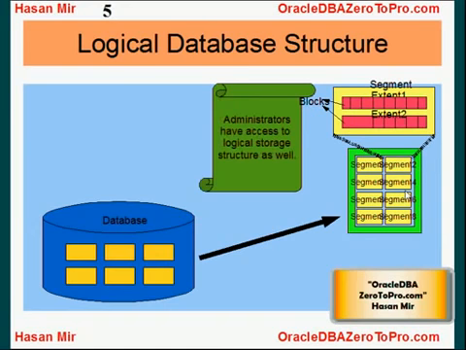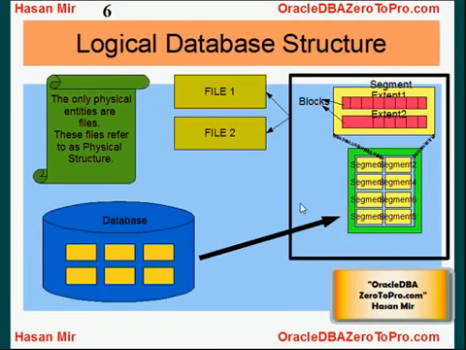Now, administrators have access to logical storage structure as well, so that they can manage database performance by tweaking extents and segments and other variables associated with these objects. Now this is a very important picture here, because this will drive the point home. The only physical entities are files, and these files are referred to as physical structure, which we will talk about later. That physical structure does not only include database files, it also includes some other log files, etc. But the point here is everything eventually ends up in a file. So how these database objects like tables, views, indexes, etc. will end up in files will be addressed by the storage structure.